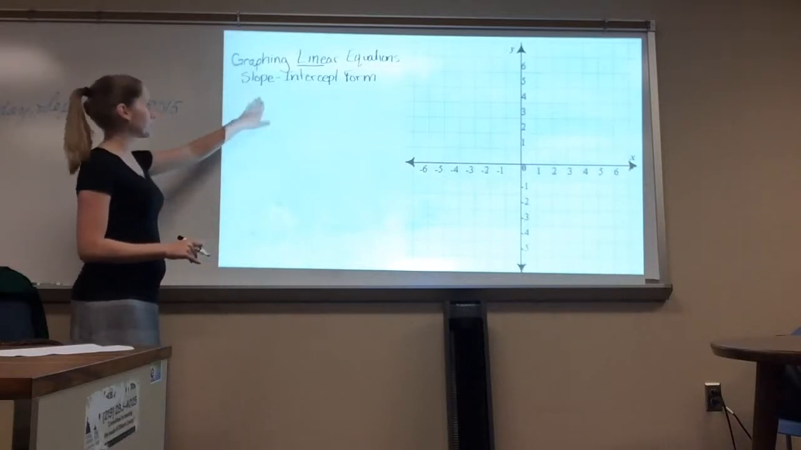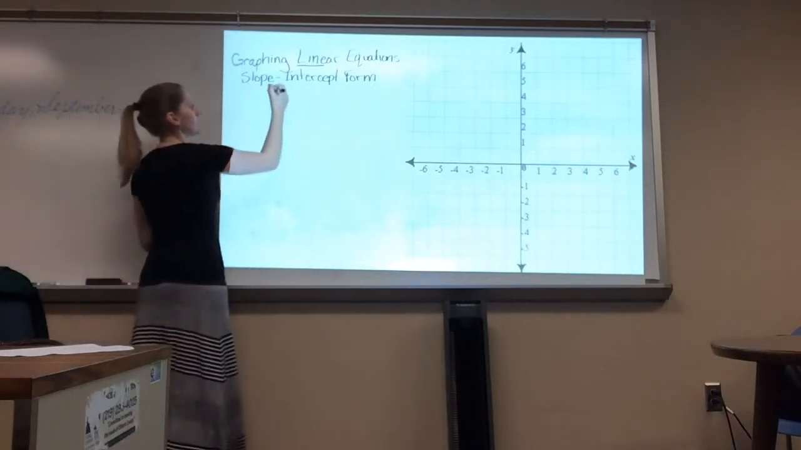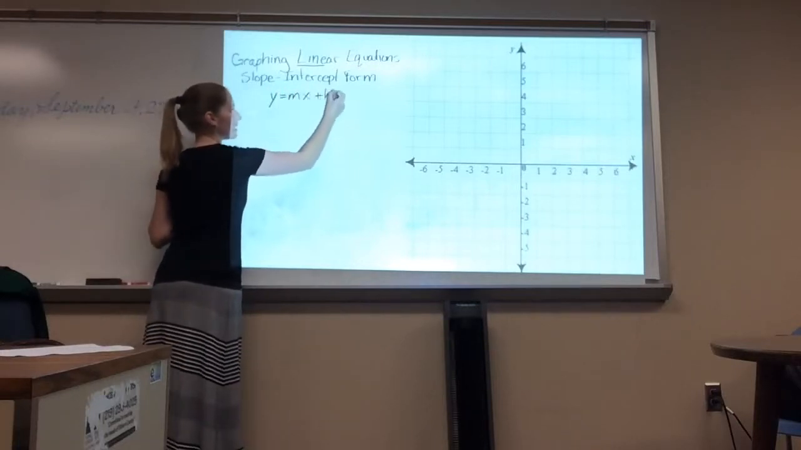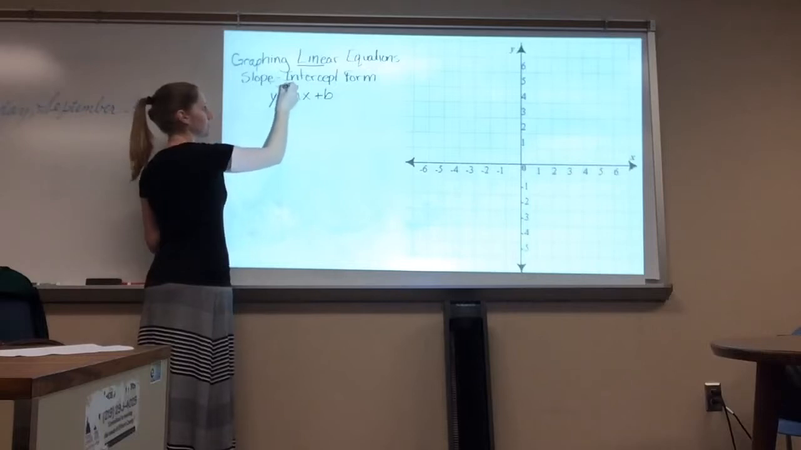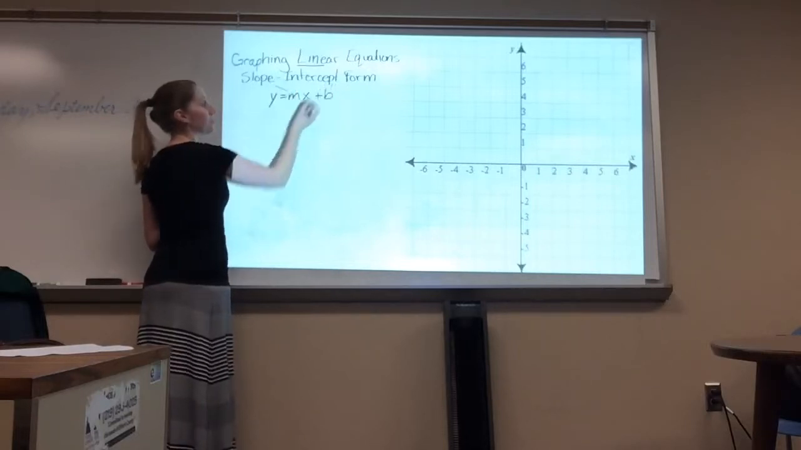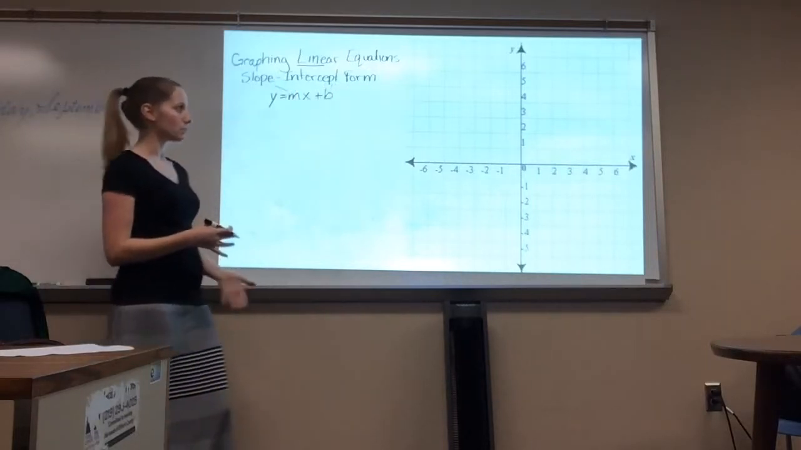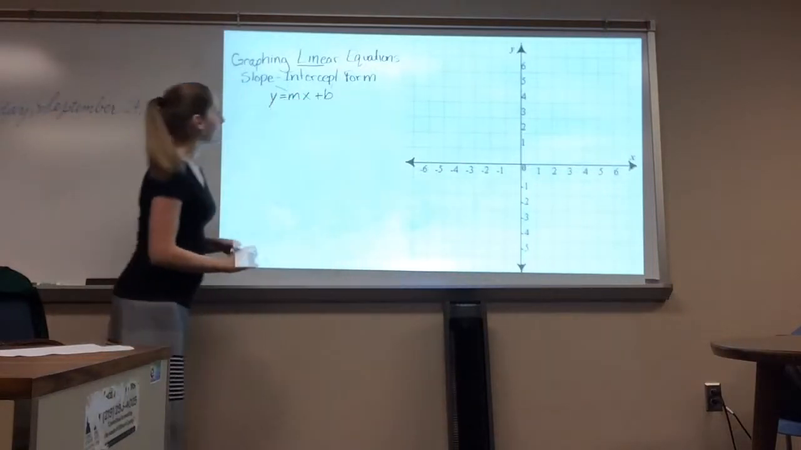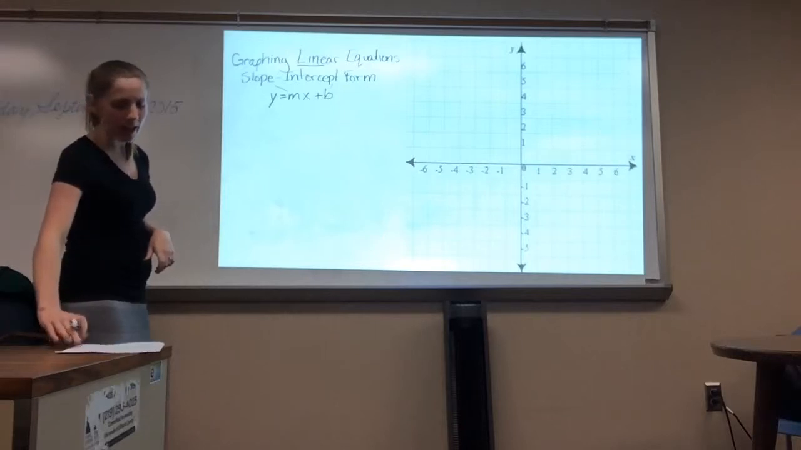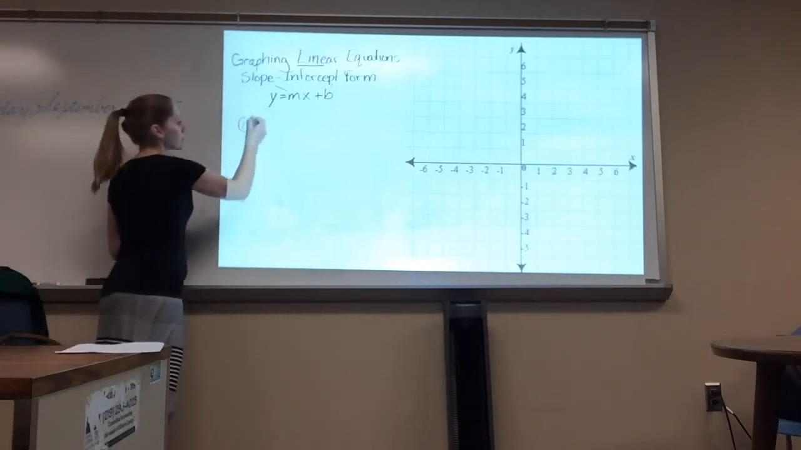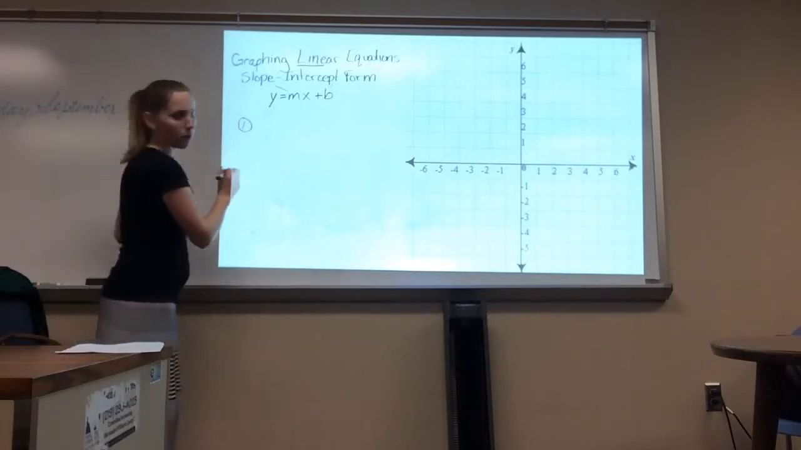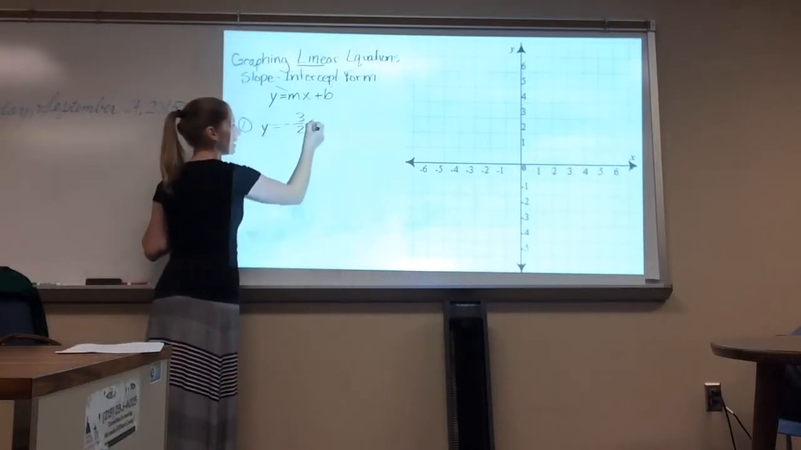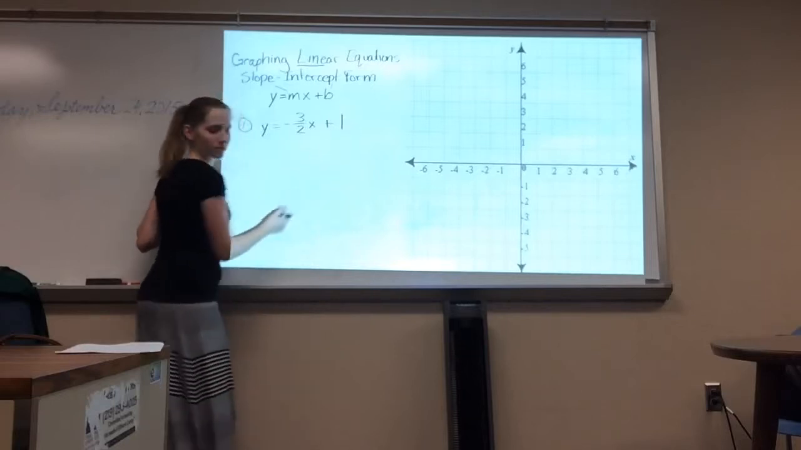And also remember, slope-intercept form is y equals mx plus b, where m stands for the slope and b stands for the y-intercept. And y-intercept is where it crosses the y-axis. That's our vertical axis. All right, so we're going to start by taking a look at number 1. Our equation is y equals negative 3 halves x plus 1.